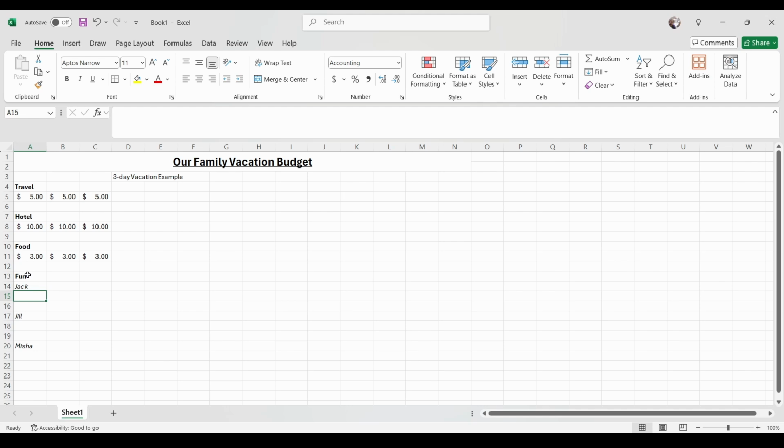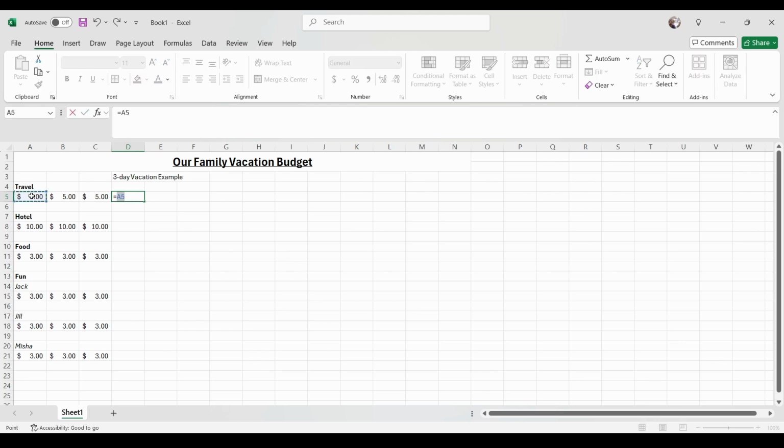Now, fun money, let's say we give each person the same amount that we give the whole family for food, $3 a day. And now, what does that mean for the vacation? So then this is going to say this equals that plus that plus that. And this is the totals. And then we'll just make them look nice.